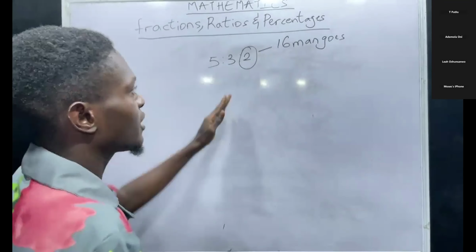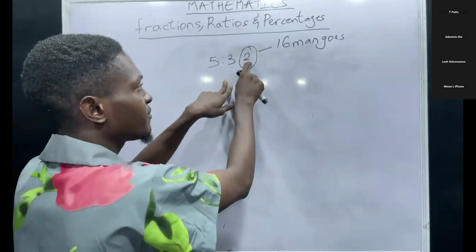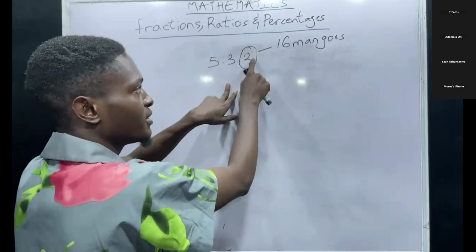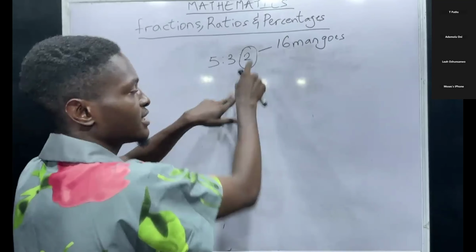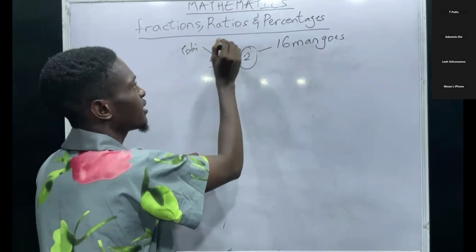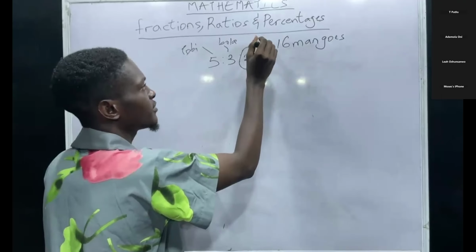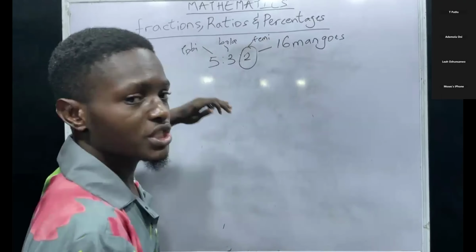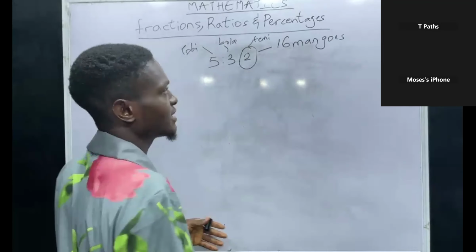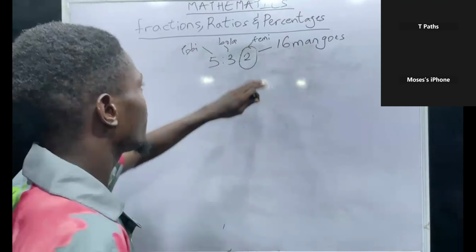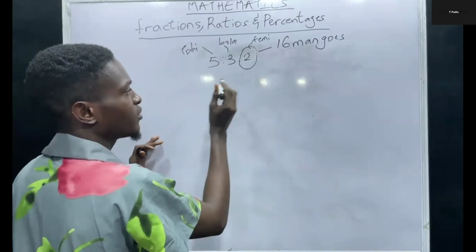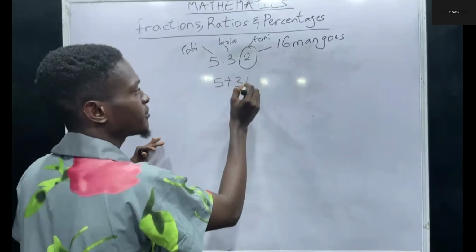Now, the part for the smallest share is 2. Let's just say this is Toby, this is Bola, and this is Femi. They said we are sharing in the ratio 5:3:2. So Femi's part is 2, like 2 parts of the total mangoes. Now, what do we do? To get the total, you add everything up. Adding everything up, we'll be having 5 plus 3 plus 2.